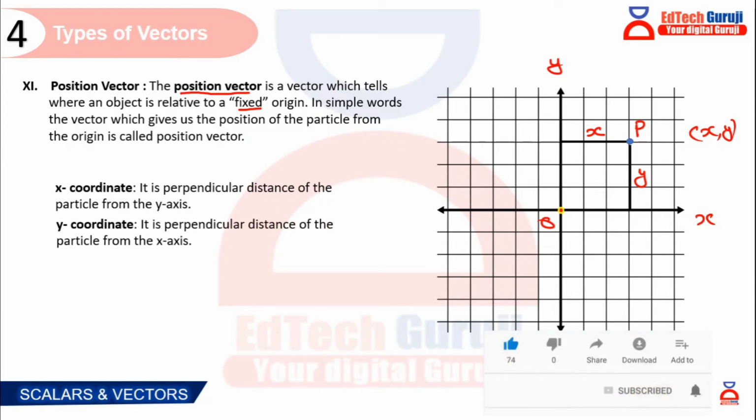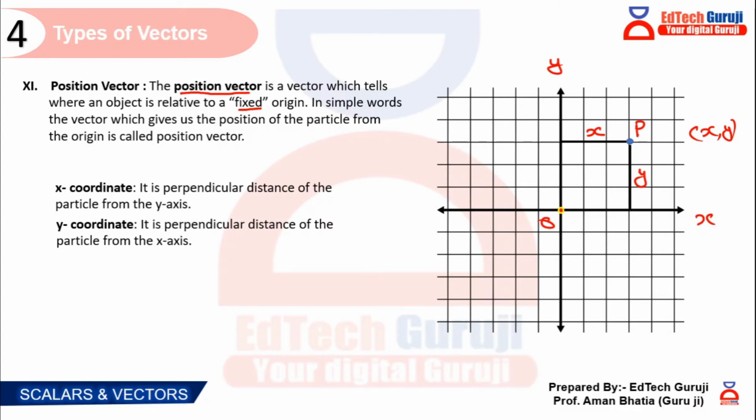It is the opposite, do not get confused. What is x coordinate? The perpendicular distance of the particle from the y axis. What is y coordinate? The perpendicular distance of the particle from the x axis. So here I have my x and y. Now let us say this is 1 unit. That one big square that you see is 1 unit.